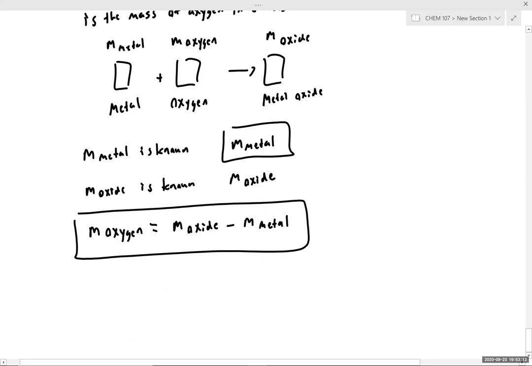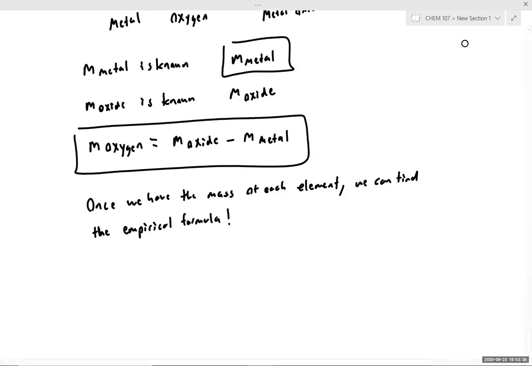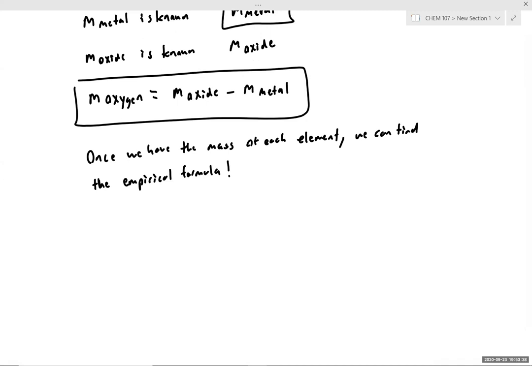So then, once we have the mass of each element, we can find the empirical formula. So let me show you an example of this. Give me one moment. I'm just going to punch some numbers into my calculator really quickly.